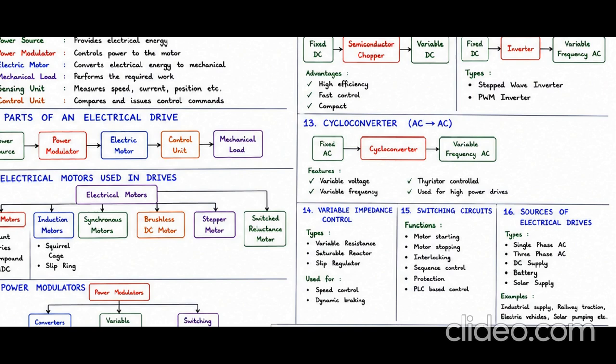So let us quickly summarize this lecture. An electric drive is a combination of power source, a power modulator, motor, control unit, sensing unit and mechanical load. The power modulator is the heart of the drive because it controls the electric power supplied to the motor. Different converters such as rectifiers, choppers, inverters and cycloconverters are used depending on the application. Finally, thanks to the feedback and control systems, modern electric drives provide precise, efficient and reliable operation.